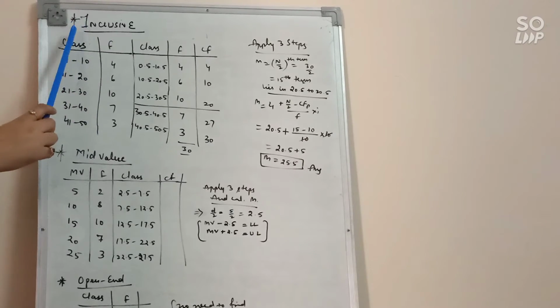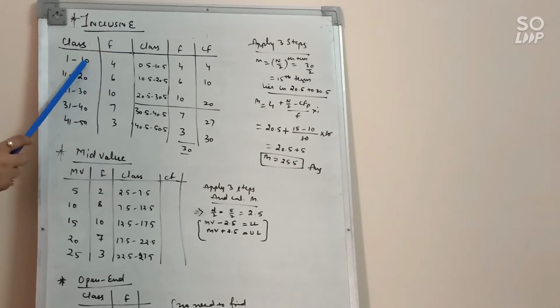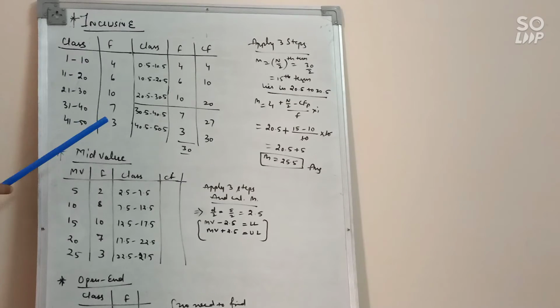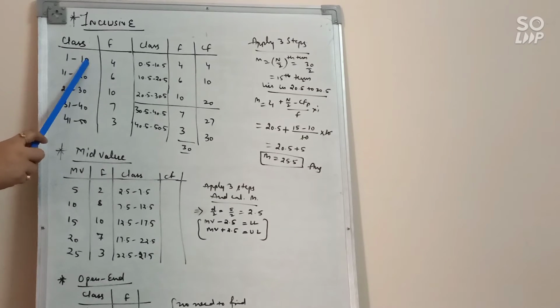Now we need to convert this inclusive series into exclusive. So how will you convert? You will check the gap between the lower limit of the next class and the upper limit of the previous class. The gap is 1. It will always be the same. So 1 is the gap, 1 divided by 2, that is 0.5. Now 0.5 you will deduct from the lower limit and you will add 0.5 to the upper limit. So in this way we can convert it into exclusive.